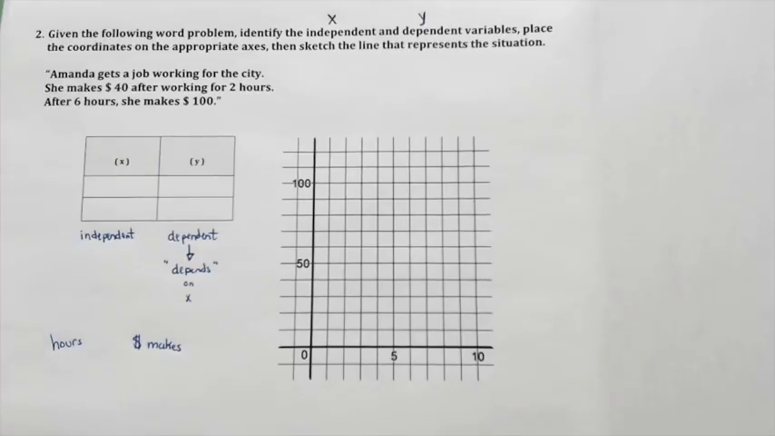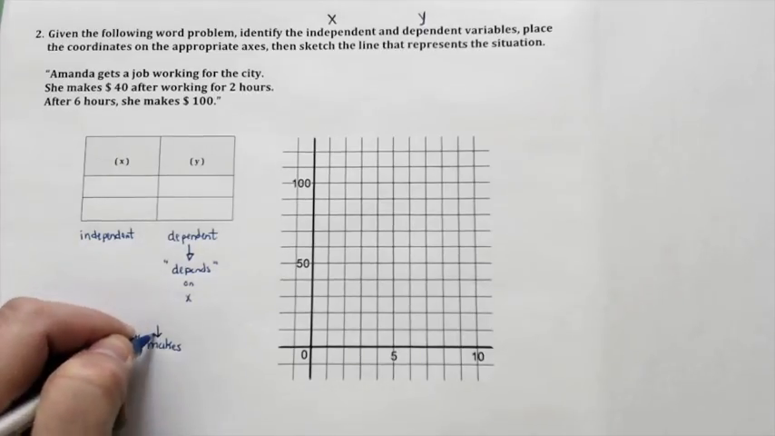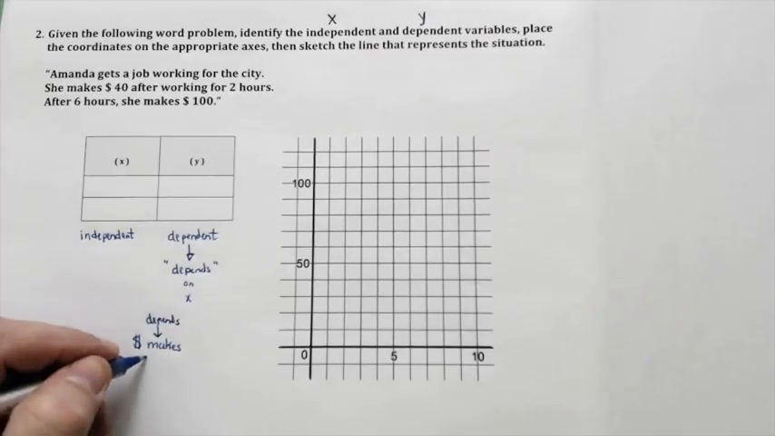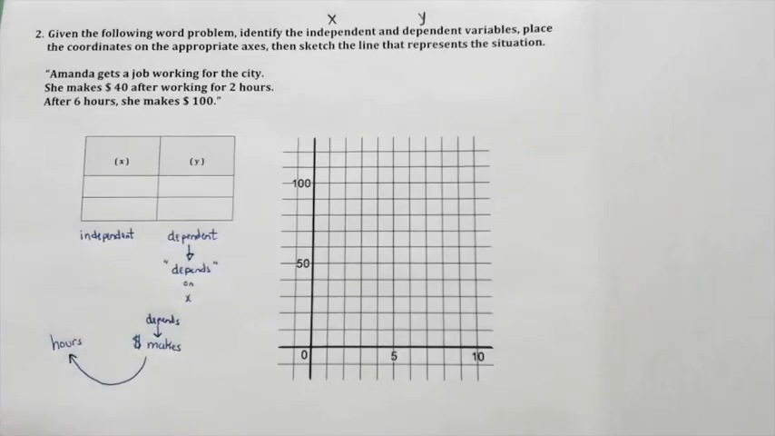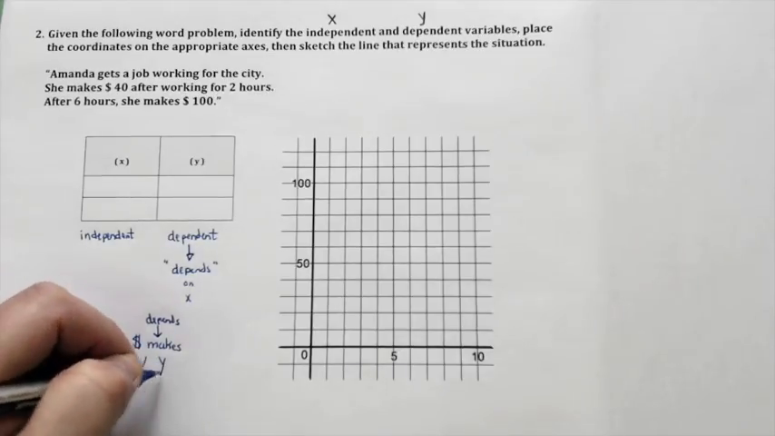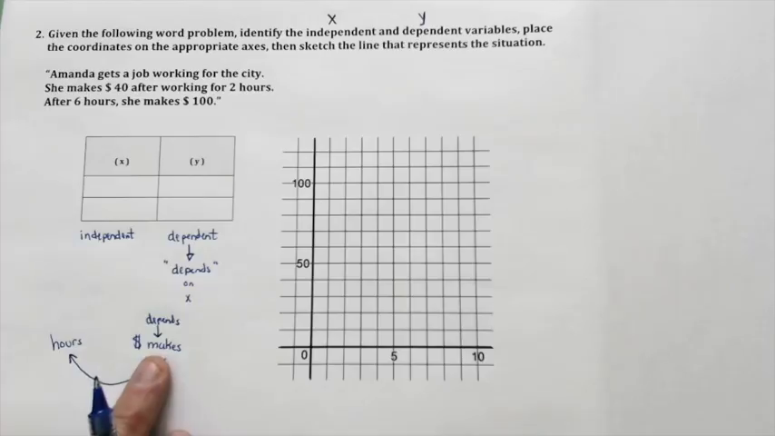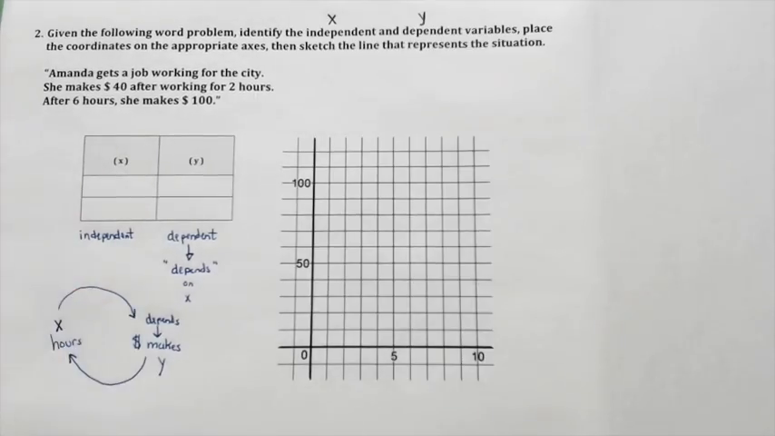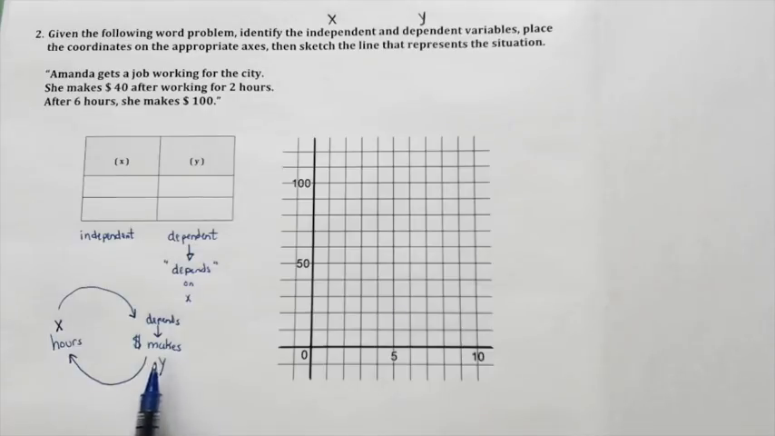And so since this is the one that depends on that one right there, this is my y. The dependent, the amount of money that Amanda makes, depends on how many hours she works. And so as I change my work hours from week to week, or as my boss does, I will change the value of the money that I've made. So dependent is the key concept here.